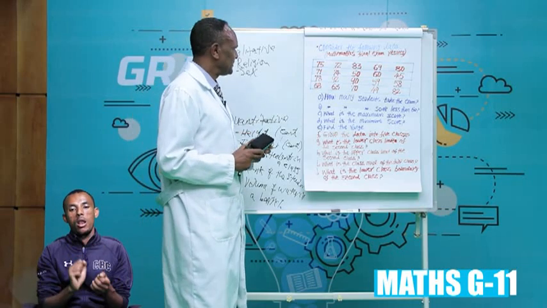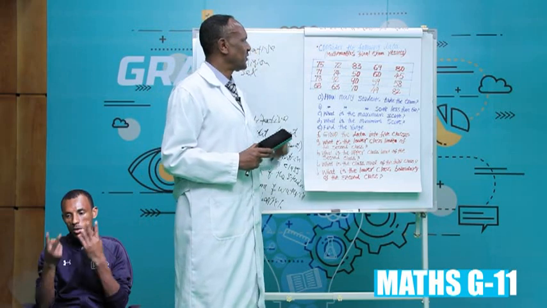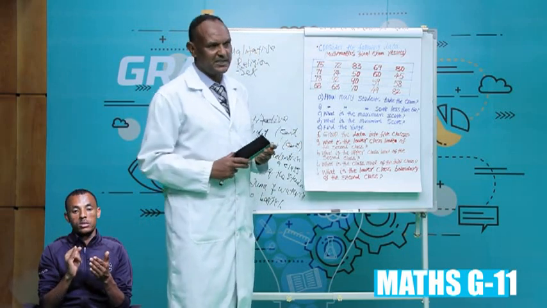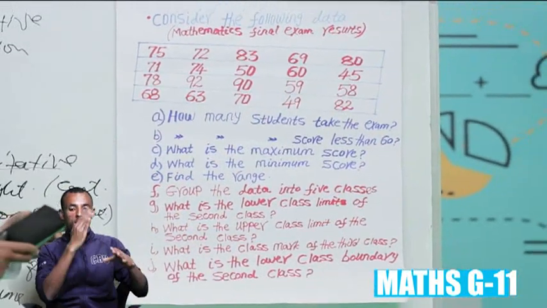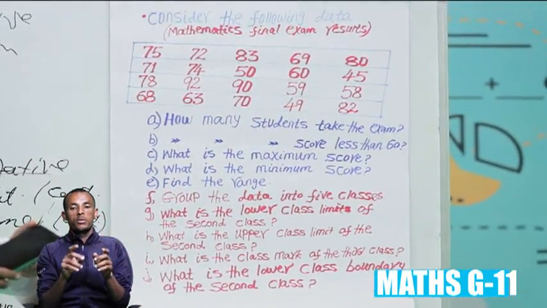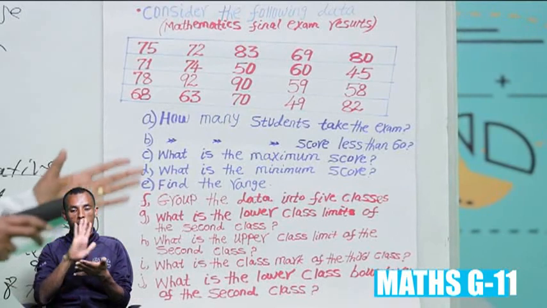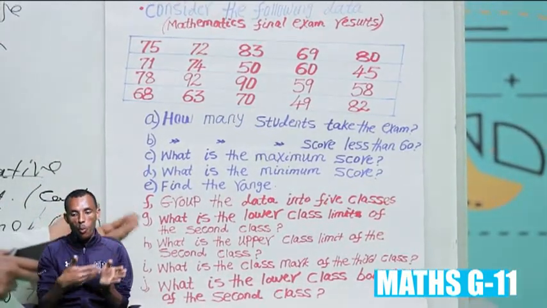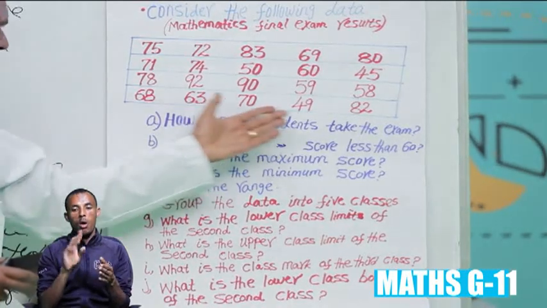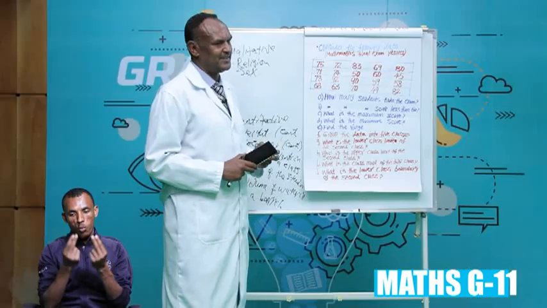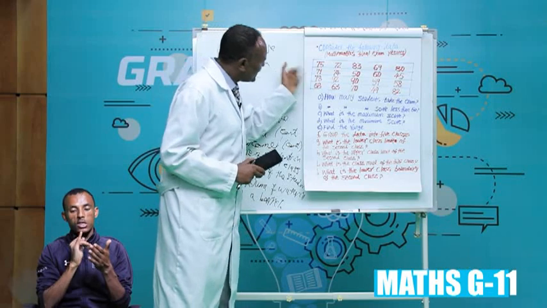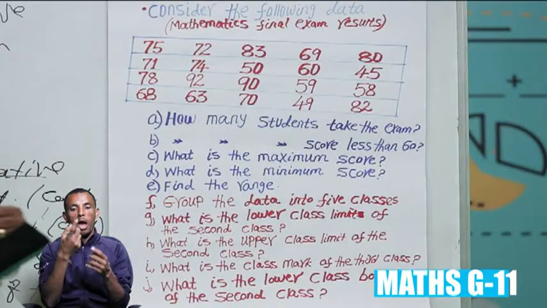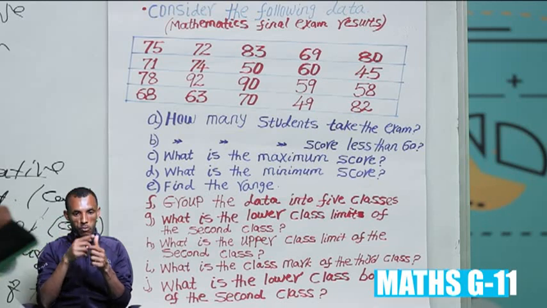Take another exercise. Consider the following data. These are the marks of students in the mathematics final examination. The teacher corrected their papers and wrote their marks in the following way. This data we call raw data because it is not organized. From this data, different questions may be asked. Try to give answers for the first 5 questions, from A to E.